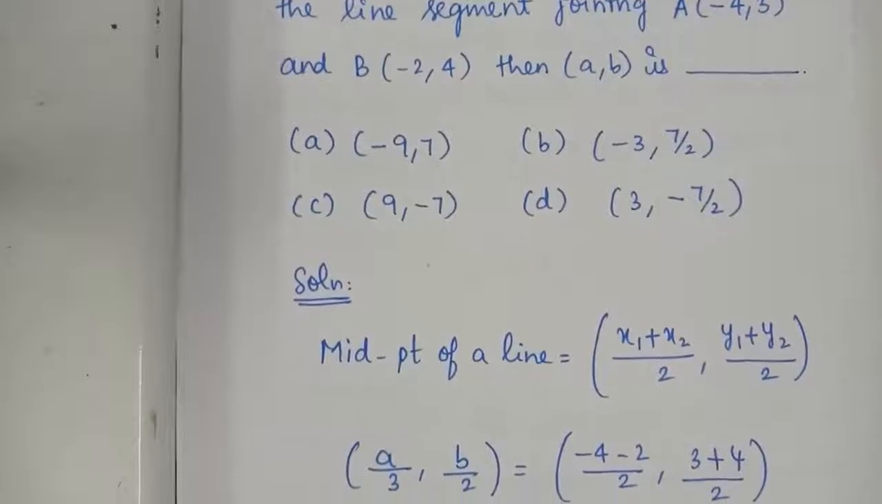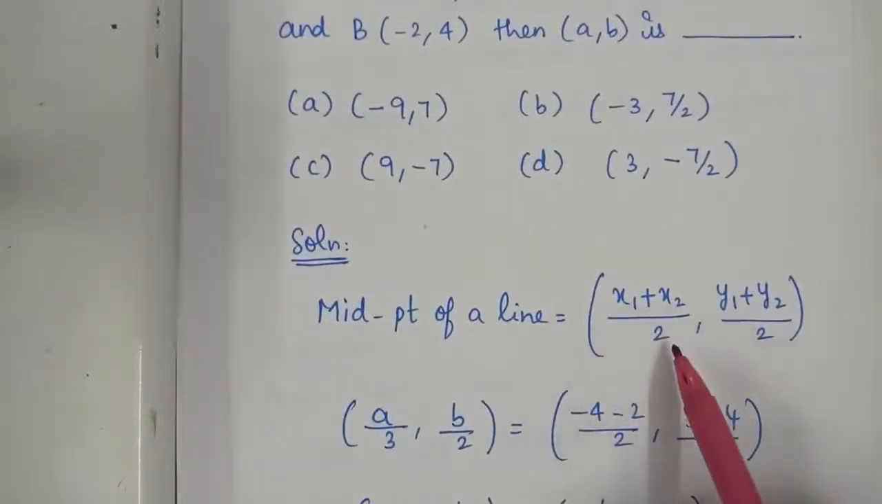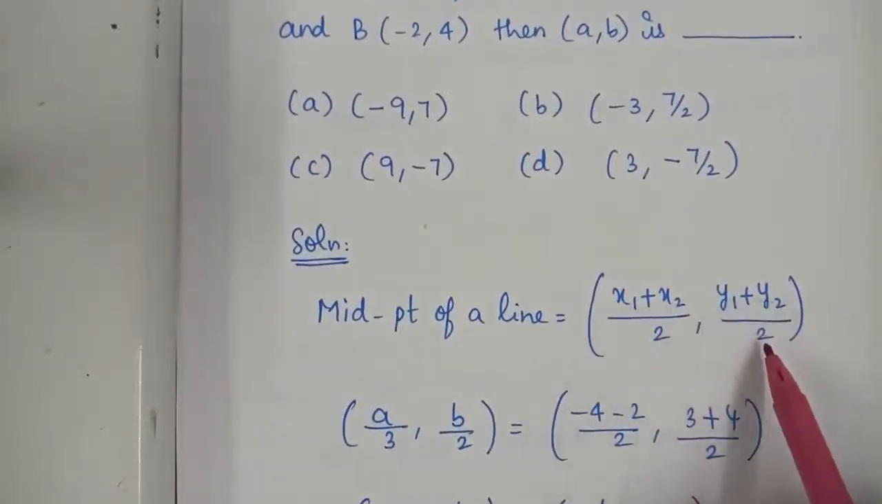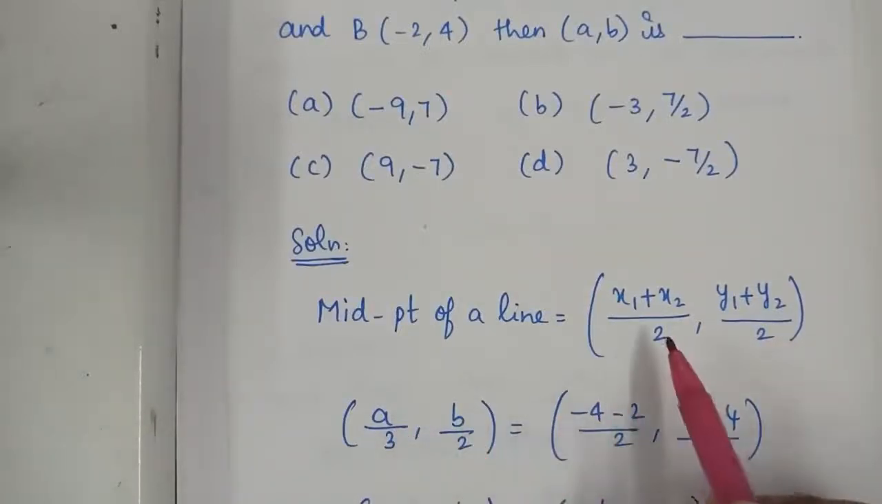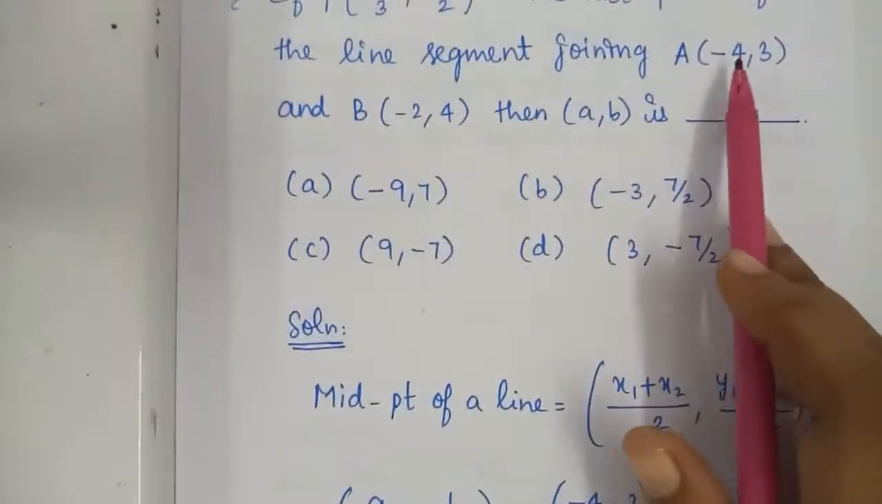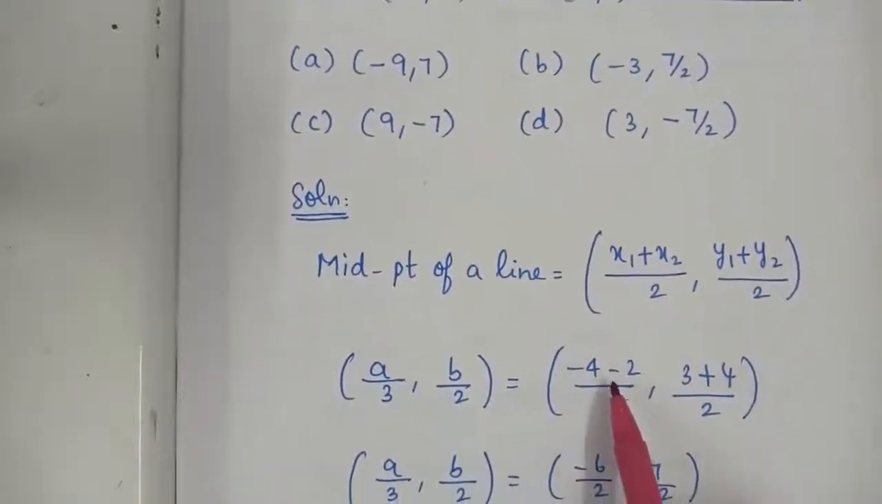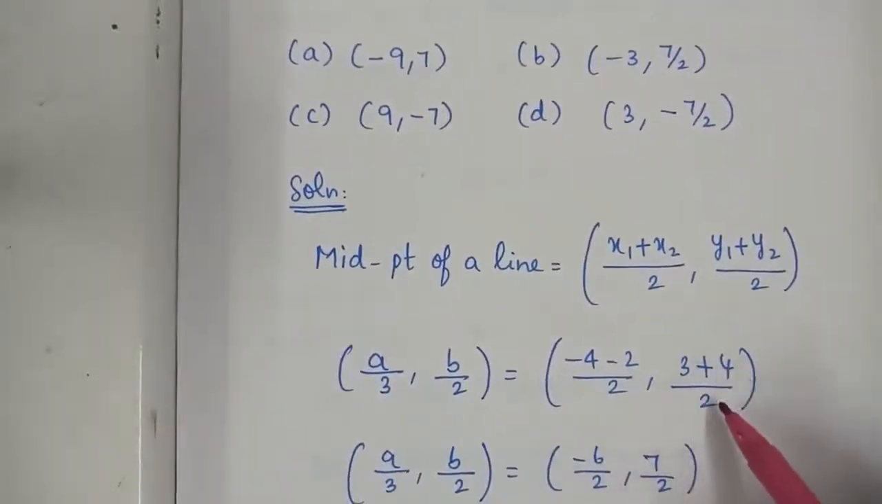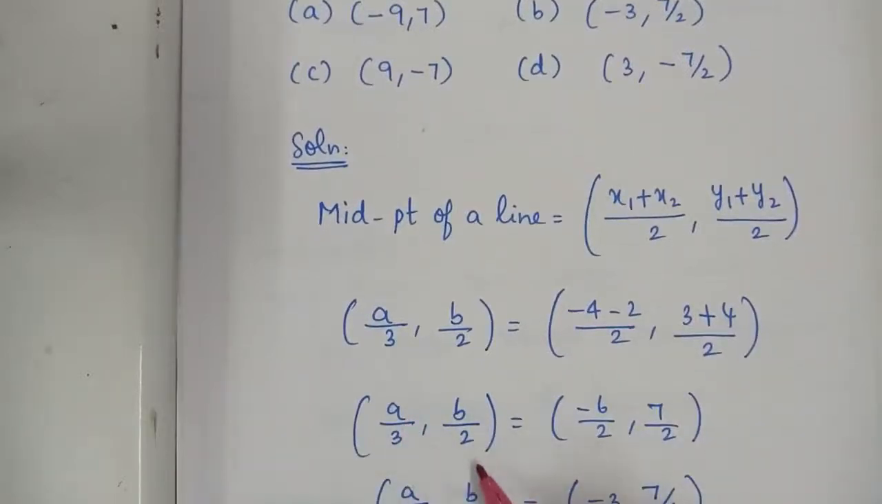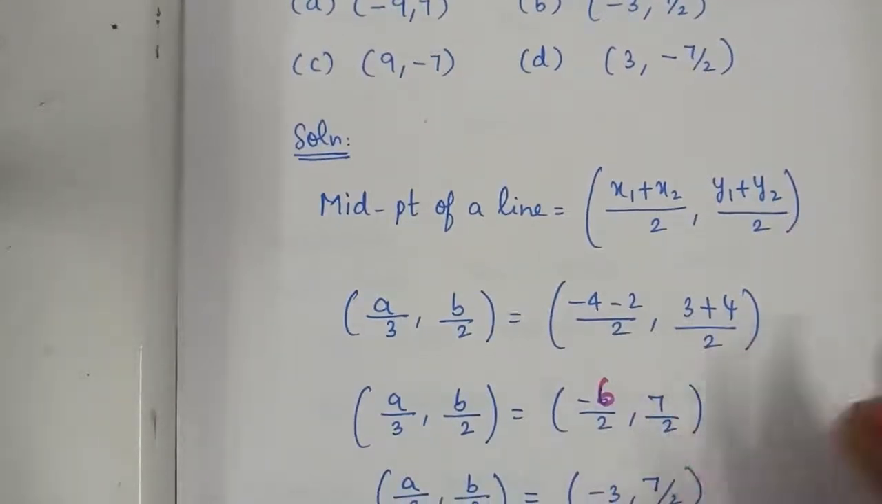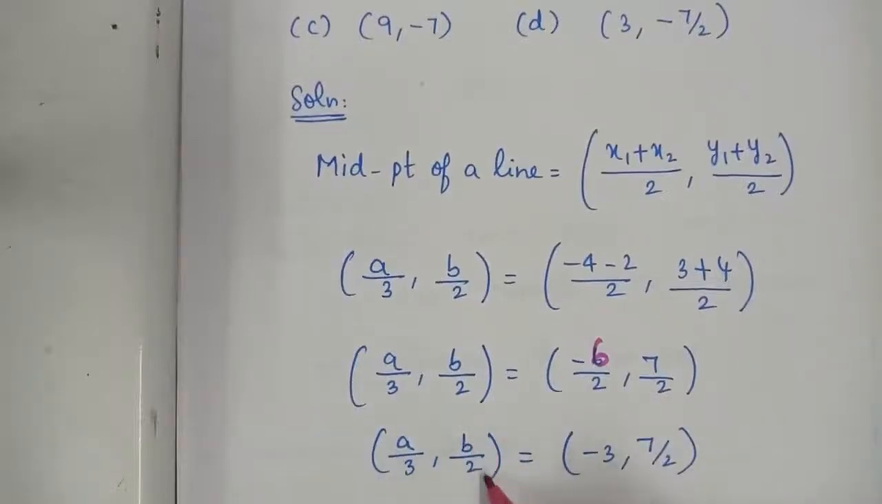So solution, we know the midpoint formula, x1 plus x2 by 2 comma y1 plus y2 by 2. That is given in the question. A by 3 comma B by 2 is equal to, we just substitute the points. That is A is minus 4 comma 3 and B is minus 2 comma 4. So minus 4 minus 2 divided by 2 comma 3 plus 4 by 2. A by 3 comma B by 2 is equal to minus 4 minus 2 is minus 6 divided by 2 comma 3 plus 4 is 7 by 2. That is A by 3 comma B by 2 is equal to minus 6 by 2 is minus 3 comma 7 by 2.